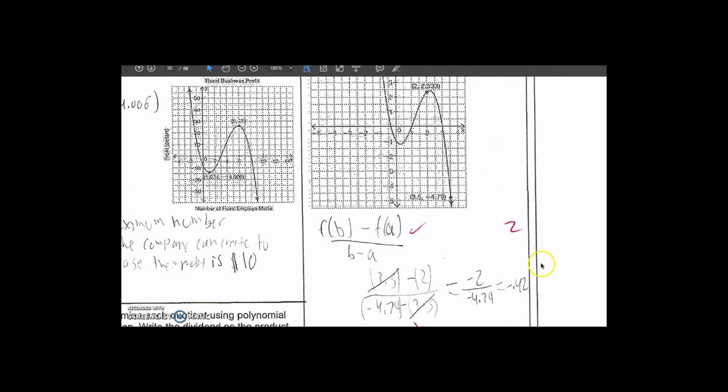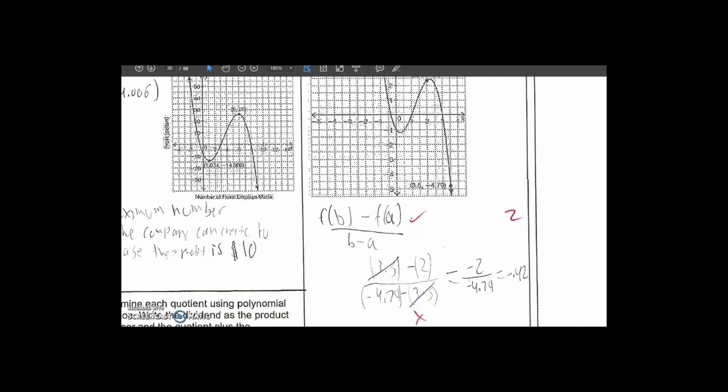Alright, so in this problem, I gave this one 2 points because the formula is correct. This is the function notation of average rate of change, which is a fancy way of just saying slope. And here their substitutions are incorrect. They put the x's over the y values, and that's why I have the little x right there.